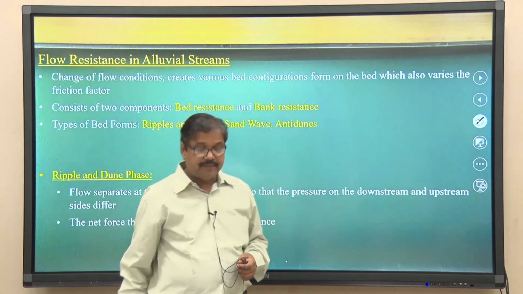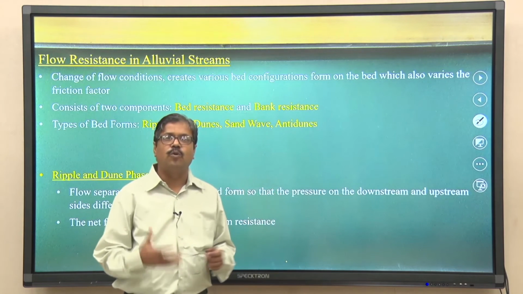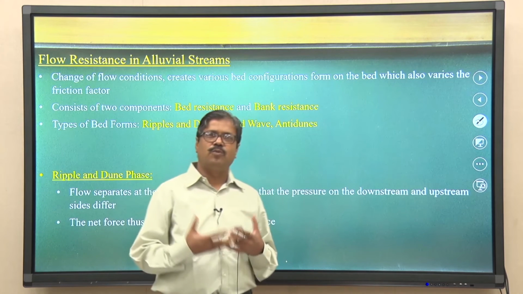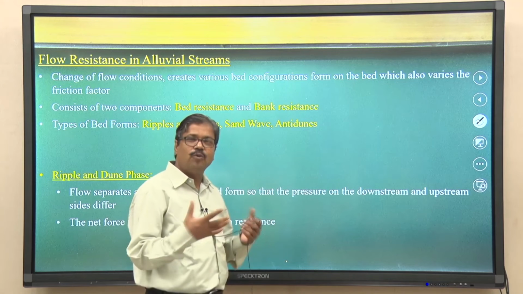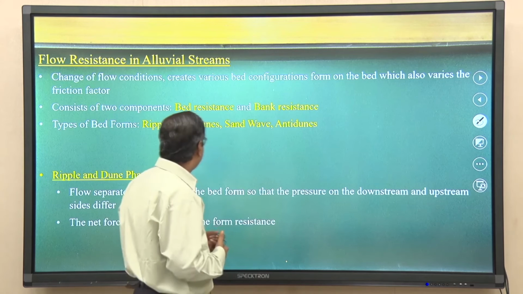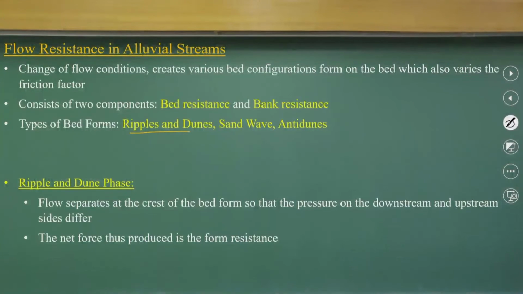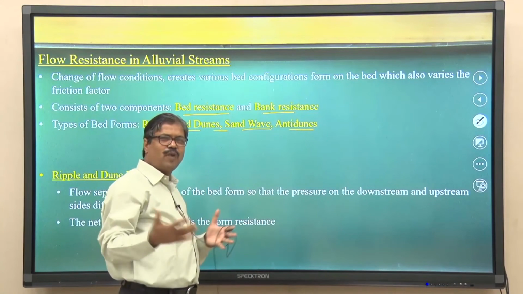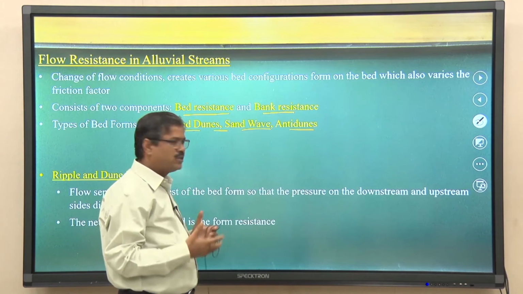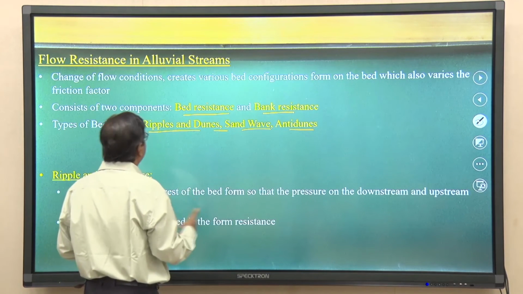Now, if I talk about flow resistance in alluvial rivers, the alluvial rivers have different bed forms, as we discussed in the last class: the ripples, dunes, the sand waves and the antidunes. We need to look at the bed resistance and the bank resistance, but most of the time the river is much wider, so we neglect the bank resistance and focus on the bed resistance.